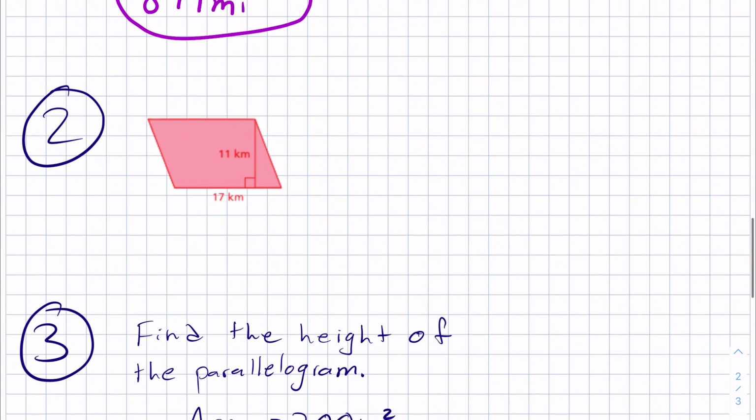Number two, I have this parallelogram here that looks a little bit more traditional with its base and height, but the formula is the same way. Area equals base times height. My base is 17, and my height is 11.